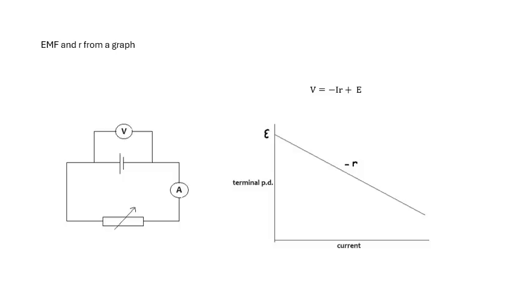You plot terminal PD against current. You get a straight line from y equals mx plus c. The gradient is the internal resistance, minus little r, and the intercept is the EMF.